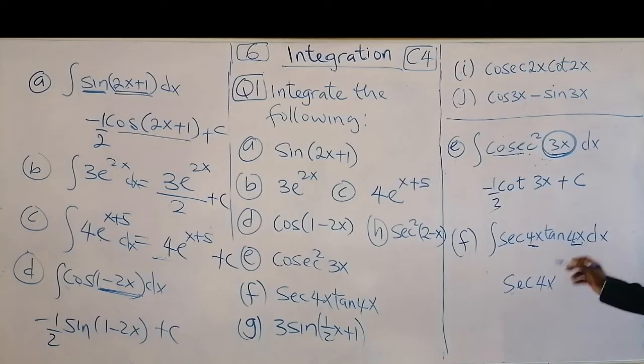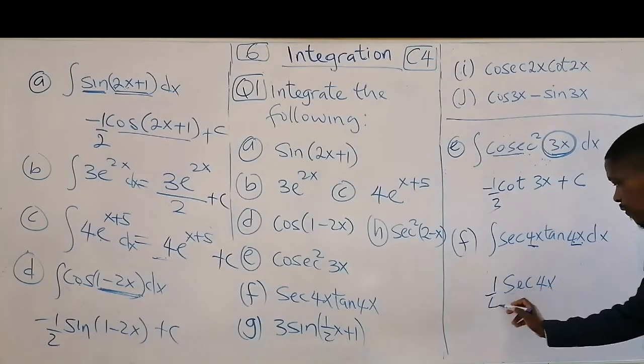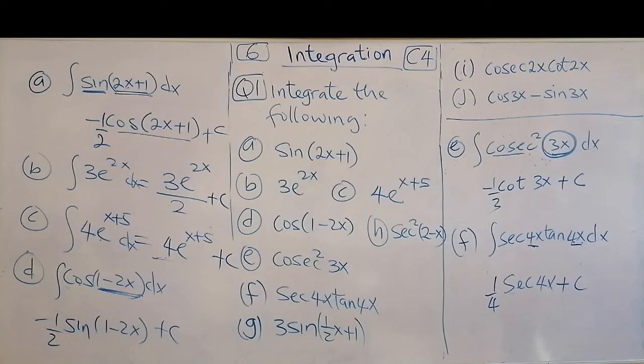Then you now check the function you have here is 4x. What is the derivative of 4x? That's 4. You divide your answer by 4. 1 over 4 plus c. And if you don't want to use the statement of derivative, you can just say, what is the coefficient of the function? The coefficient of this function is 4. You divide your answer by 4.